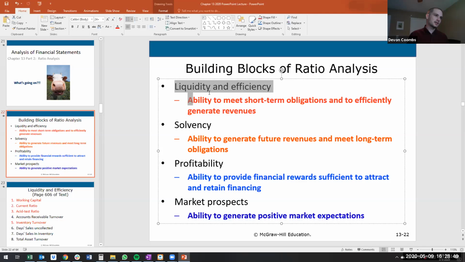We want to know liquidity and efficiency. So what is our ability to meet short-term obligations and to efficiently generate revenues? The goal there is anything short-term, a year or less generally: how are we going to be able to meet those goals? It doesn't matter at all if we expect to generate enough money in 10 years to pay our long-term goals and get rich if we can't pay our debts today. And that's a problem we're seeing right now.